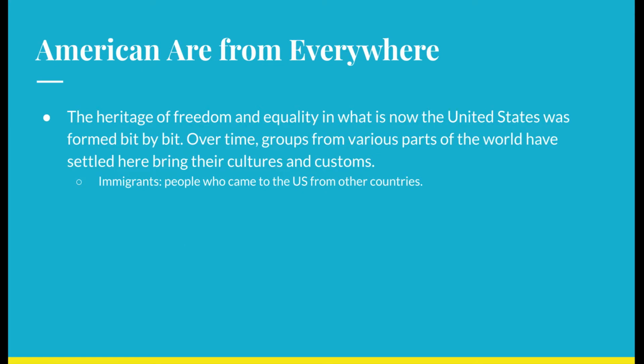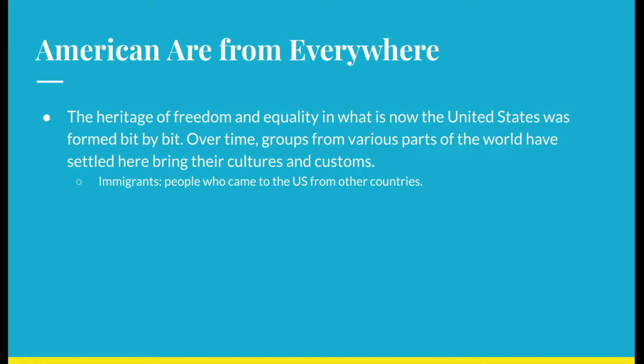Americans are from everywhere. If you travel around our country, you go to different cities and different states, you will realize that there are different types of Americans. Some are young, some are old, they speak a lot of different languages, and they're from a lot of different countries. So the American heritage of freedom and equality in what is now the United States has formed bit by bit.